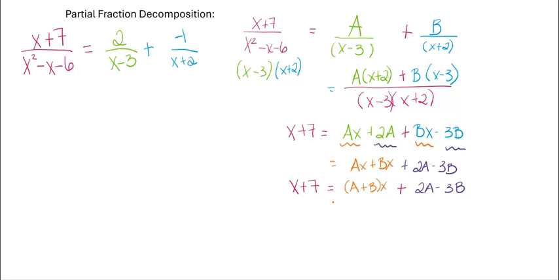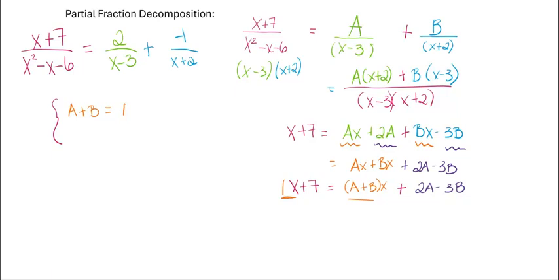So now I'm going to equate the coefficients of the left side with the coefficients of the right side into a system of equations. Because the coefficient of x on the right side is a plus b, and the coefficient of x on the left side is just an understood 1, I'm going to rewrite over here on the left, because I was running out of room, a plus b, because that's the coefficient of the x value on the right side, is equal to 1, because that's the coefficient of x on the left side of my equation.